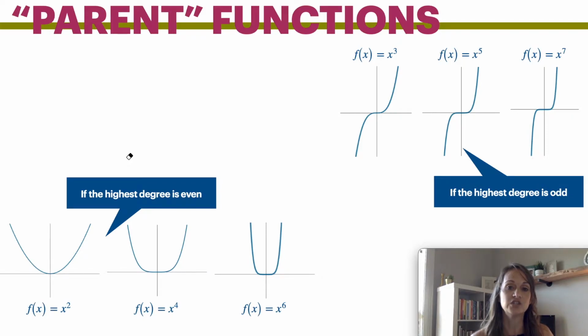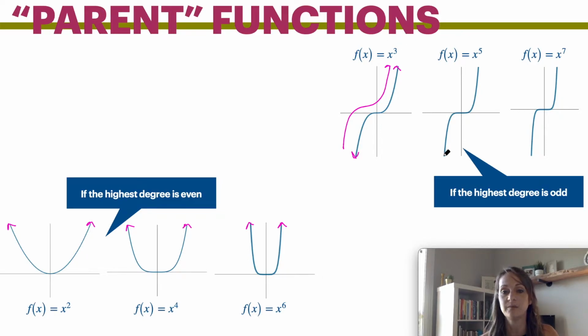So, parent functions. The different types of parent functions of a polynomial would be, again, based off of the highest degree. So, x cubed, x to the fifth, x to the seventh, all have very similar graphs. If you notice, it goes down in one direction, it goes up in the other direction. Or if you read from left to right, it constantly is moving up. If the highest degree is even, for example, x squared, x to the fourth, x to the sixth, then on the left-hand side and the right-hand side of the graph, both go in the same direction. So these both go up.